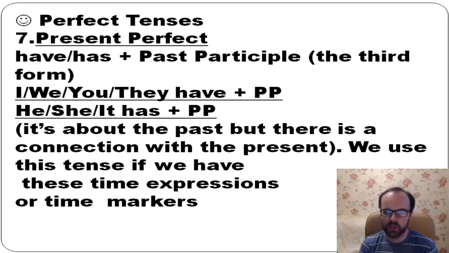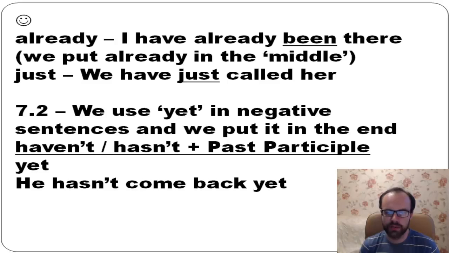So, perfect tenses, present perfect: have, has, plus past participle, the third form. So, I, we, you, they have, plus past participle, he, she, it has, plus past participle. It's about the past, but there is a connection with the present. We use this tense if we have these time expressions or time markers. So I have already been there. We put already in the middle. Just, we have just called her.